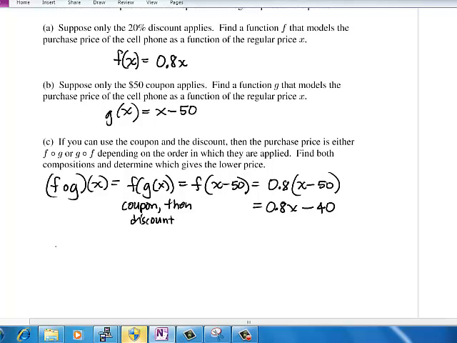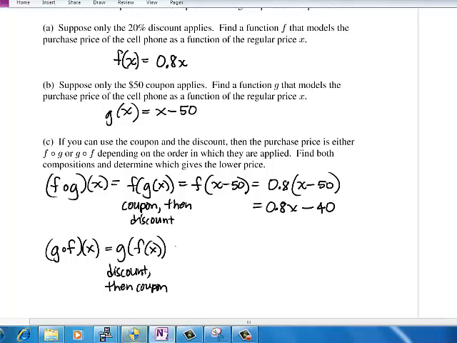Or, if we go the other order, g circle f, in that case, the discount is first and then the coupon. And that would be g of 0.8 times x. And g says take the input minus 50, so we'd have 0.8x minus 50.